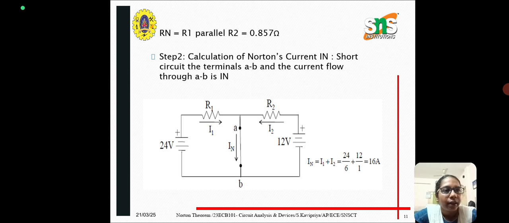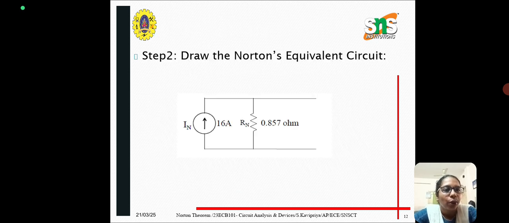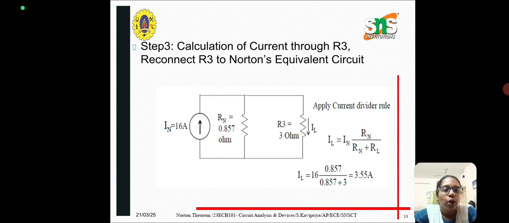which is the current IN. Next step is that you have to draw the Norton's equivalent circuit, which has a current source IN in parallel with the RN, and we have to connect the load resistor across it. So we have got the IN value as 16 ampere, the RN value is 0.857, and the load resistor R3 is 3 ohms. In the question they have asked to find the current that flows through this 3 ohm resistor.